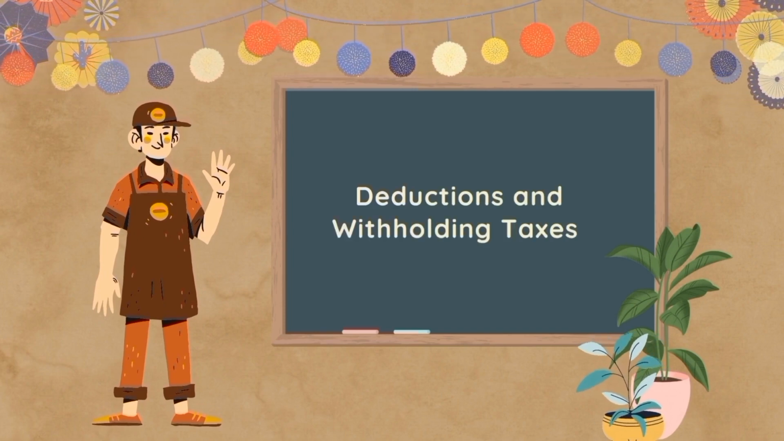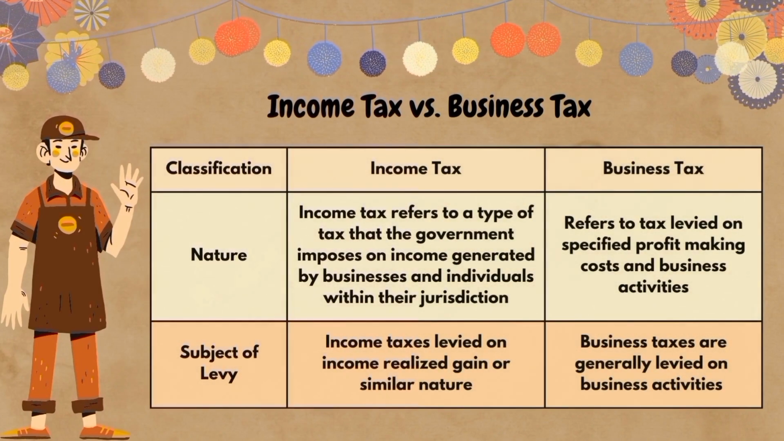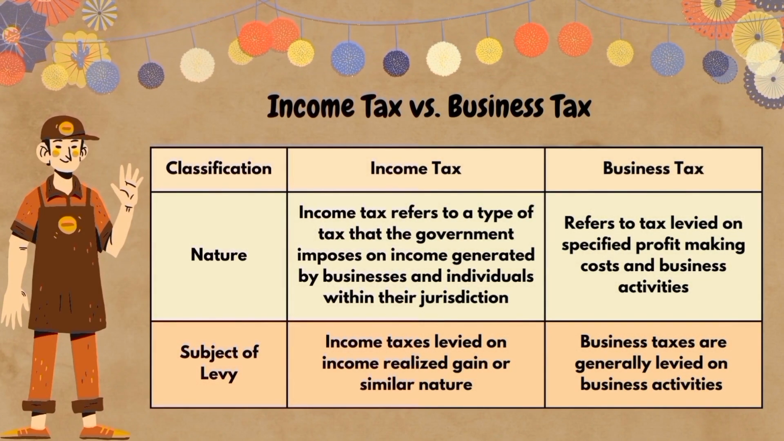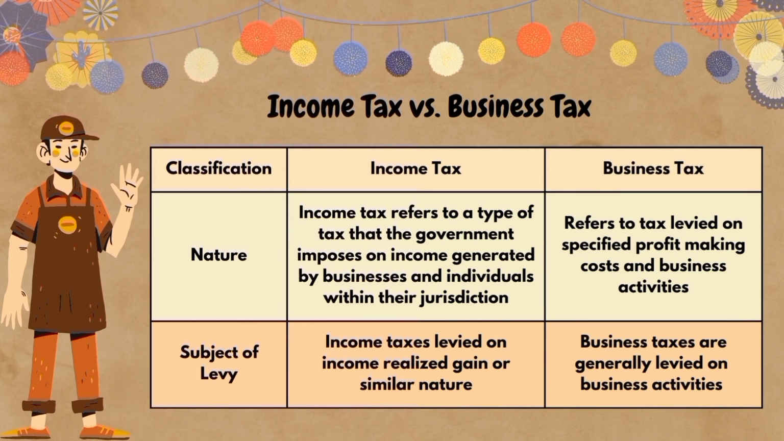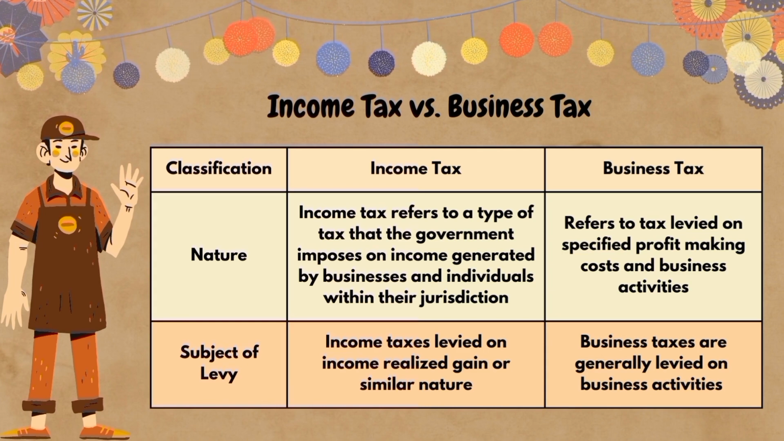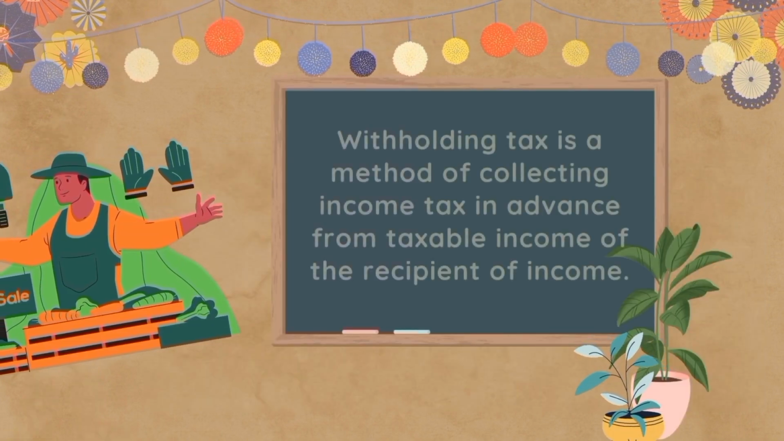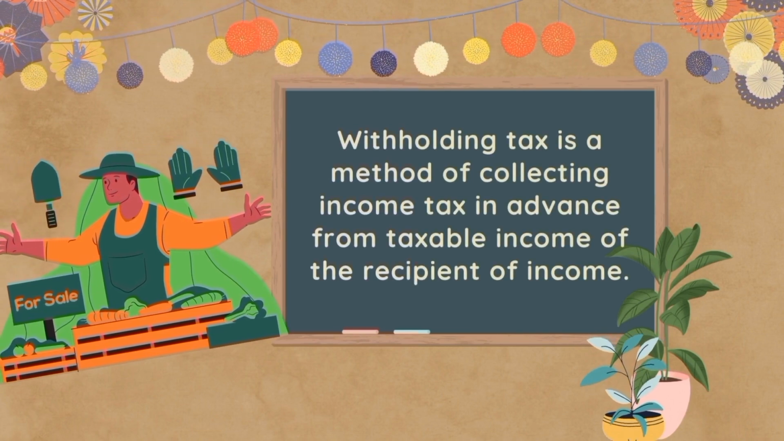By virtue of the laws, there is an imposition of tax on the income of small businesses. Small businesses can be imposed with income tax and business tax. Let us compare by referring to the table. To simplify, income tax is imposed on income realized, while business tax is levied on the business activities. We now discuss the concept of withholding tax. Withholding tax is simply an advance payment of tax by the taxpayer.